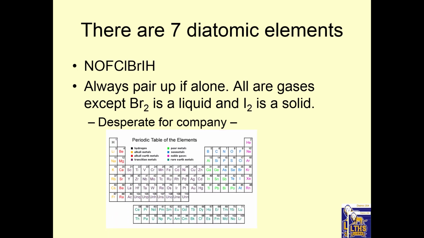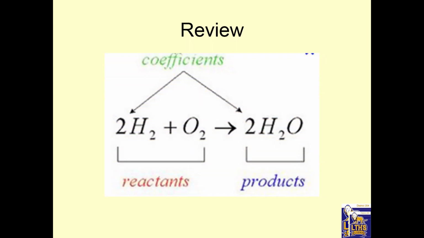Don't forget your 7 diatomic elements. They're always going to show up as diatomics when they're by themselves. Bromine is a liquid, iodine is a solid, but the rest are gases. Just to get the idea of a chemical reaction, the numbers in front of substances are coefficients.